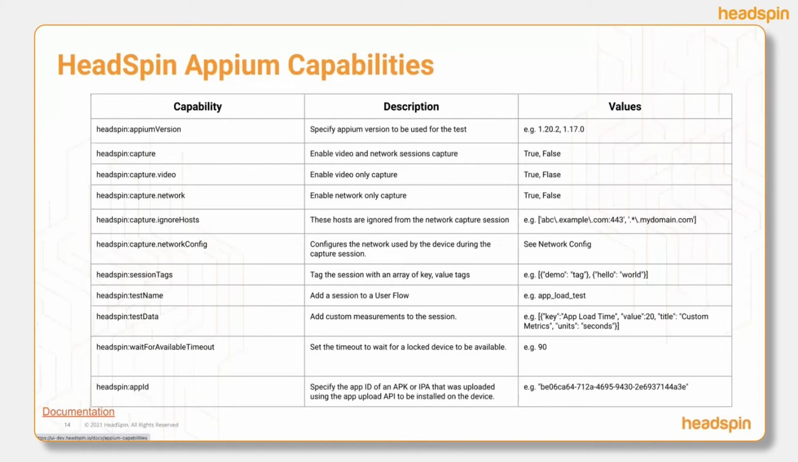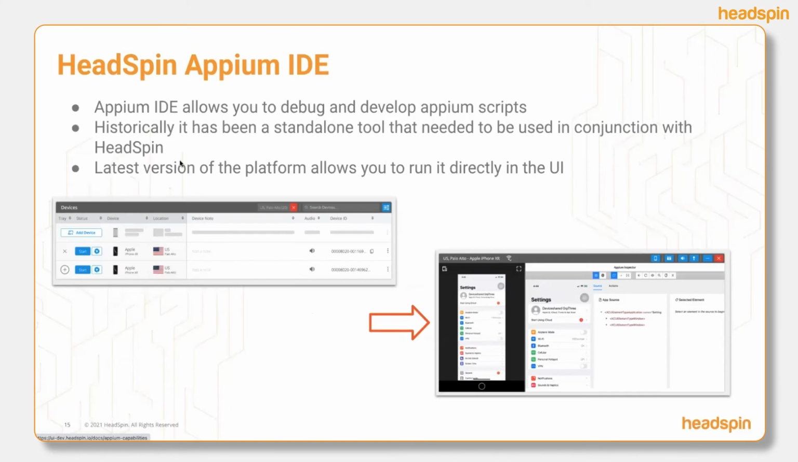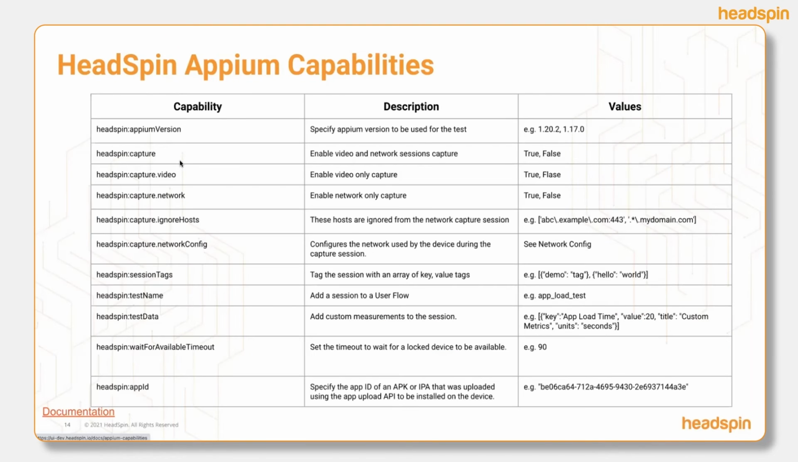And then the next two obviously are capture.video and capture.network. There are some use cases in which maybe you don't want to capture the network. You only want to have video capture. Maybe it's for some visual analytics. Or if you have a network pinned application, and you don't want to mess with the functionality of the application, you can do a video only capture. So essentially inside your test case, you would ignore setting the HeadSpin capture, and you just set capture.video to true, and that would enable video only.